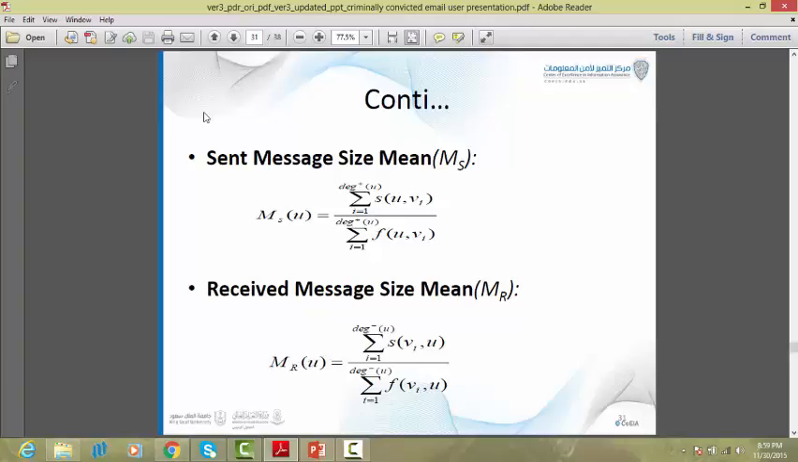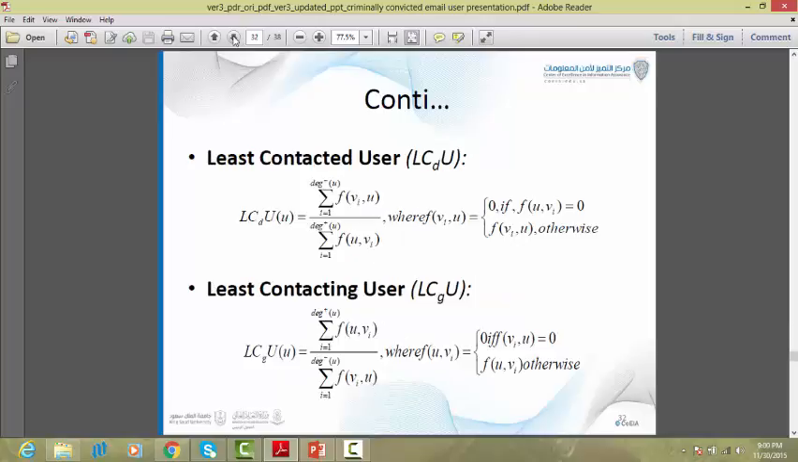Frequency of the sent email and the frequency of the received email. This is nothing but the purpose of this particular formula. Yes, least contacted user and the least contacting user. This is very important.